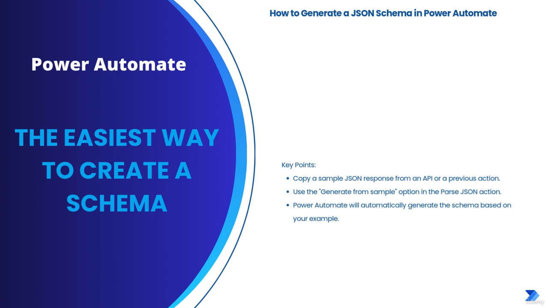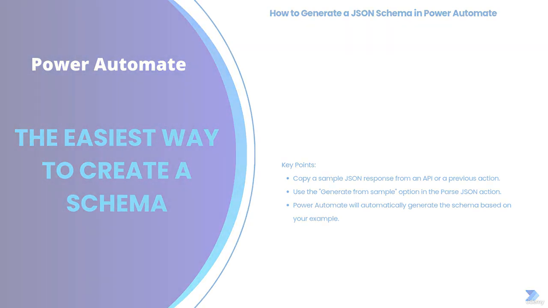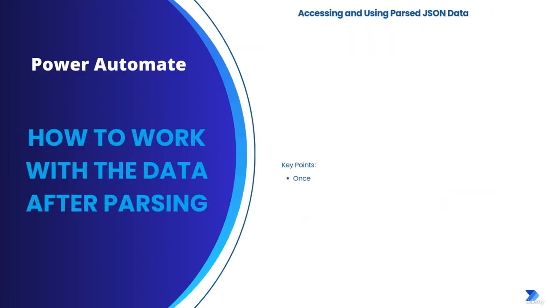This is a quick and easy way to get the correct schema without needing to manually type it out, and it ensures you don't miss any fields. Best practice: always work with a sample JSON when generating the schema. Make sure the sample represents the full range of potential data. For instance, if some fields might be empty or optional, ensure the sample includes those cases so the schema accounts for every scenario.